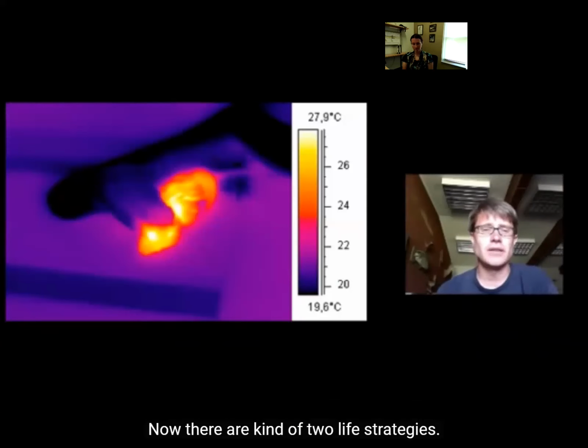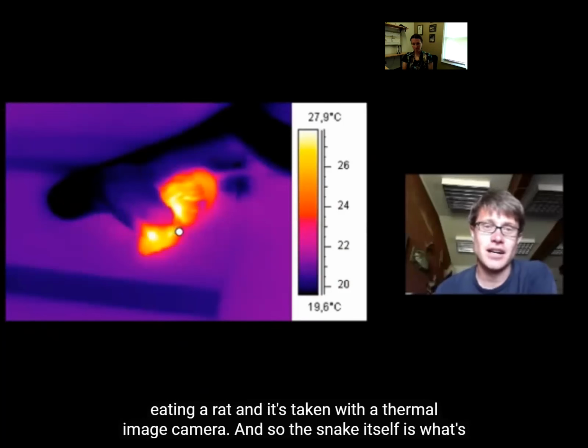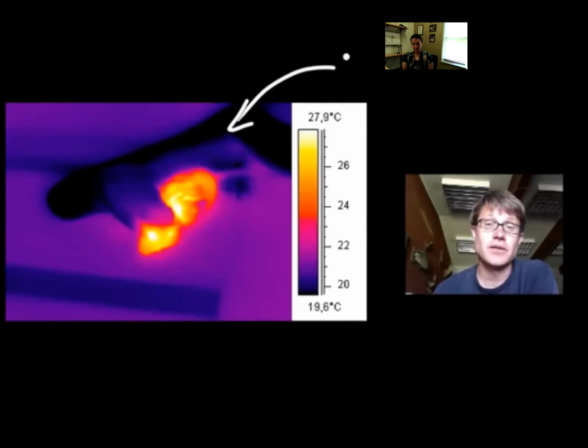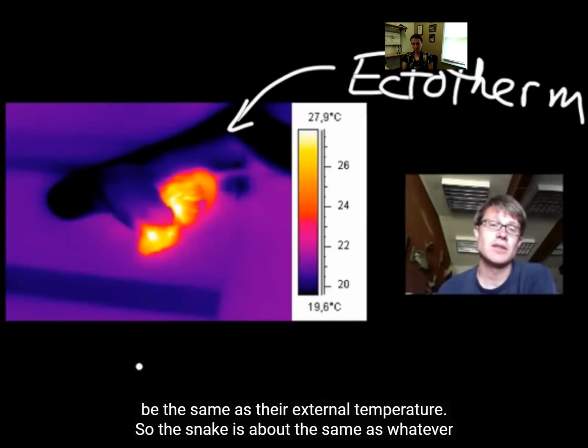Now, there are kind of two life strategies. In this picture, it'll take you a second to figure out what it is. This is a snake eating a rat, and it's taken with a thermal image camera. And so the snake itself is what's called an ectotherm, and what that means is that their internal temperature is going to be the same as their external temperature.